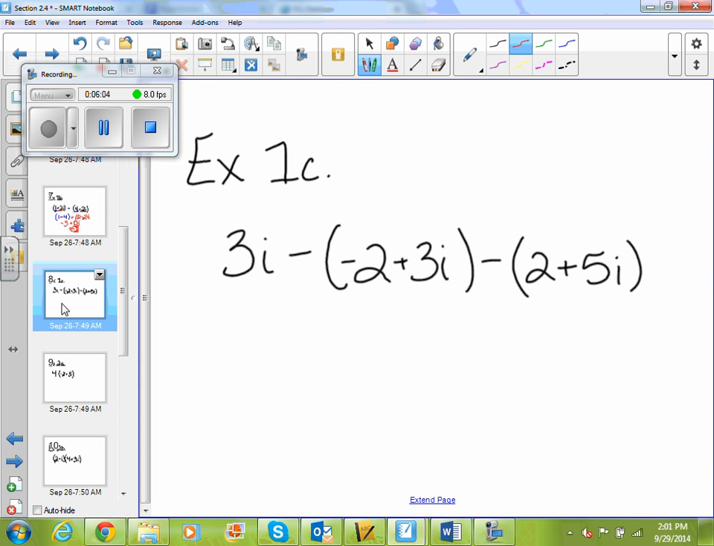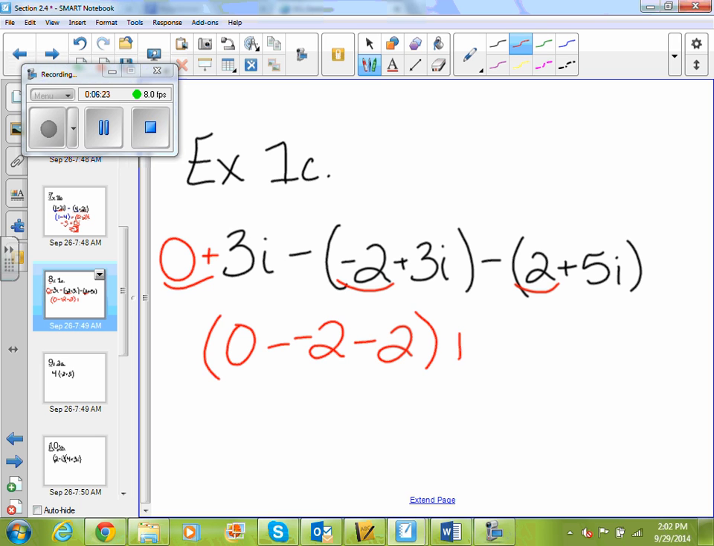Okay, so let's start with, this is like a 0 + 3i. We have no number in front of our 3i. So if we start grouping our first numbers, we have a 0 minus -2 minus 2. So 0 - (-2) - 2. Those are our first coefficients, plus, then we have a 3, and a 5. So 3 - 3 - 5, i.